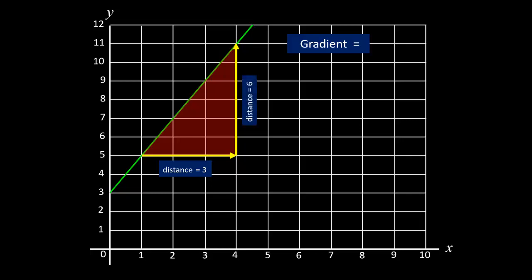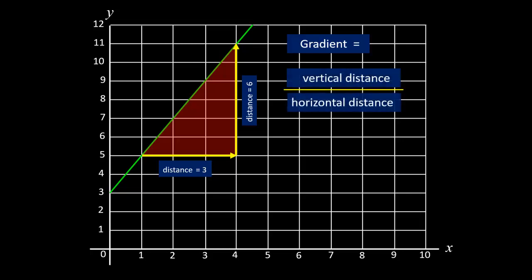And the gradient is defined to be the vertical distance divided by the horizontal distance. So the vertical distance, the distance up, is 6, horizontal distance across is 3. 6 divided by 3 is 2. So we say the gradient of that green line is 2.